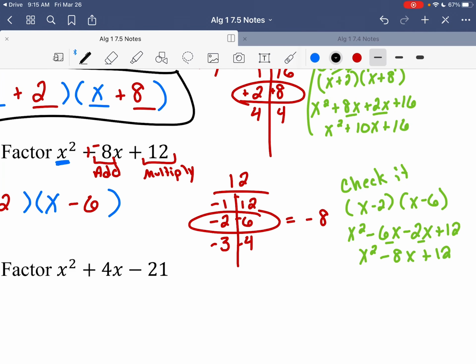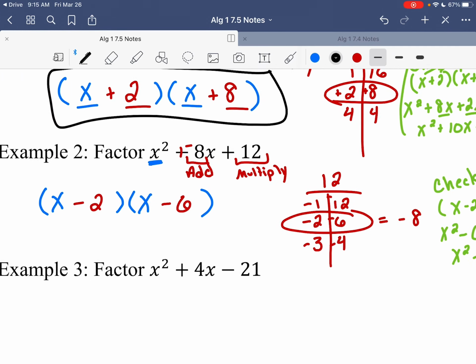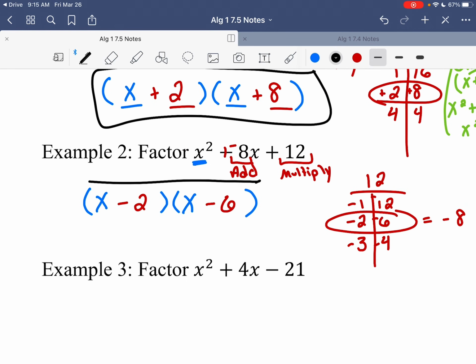Basically, we just figured out what multiplies to get me back to that polynomial. Or basically, we're unmultiplying. So there, x minus 2 and x minus 6 are the two factors. So multiply in between.